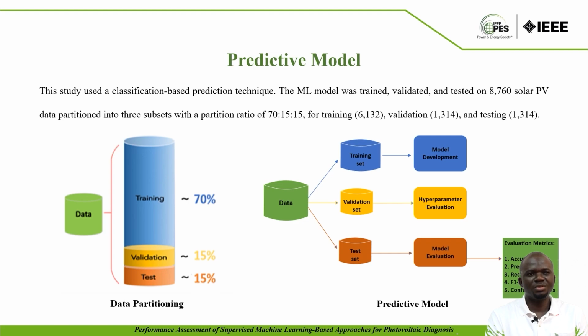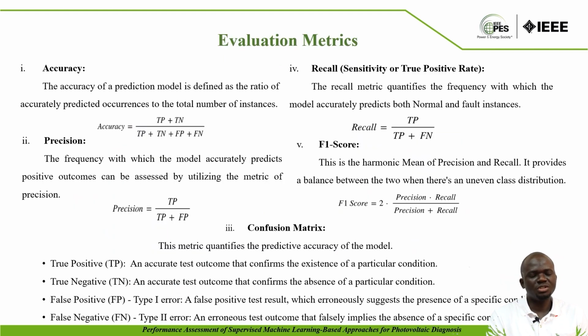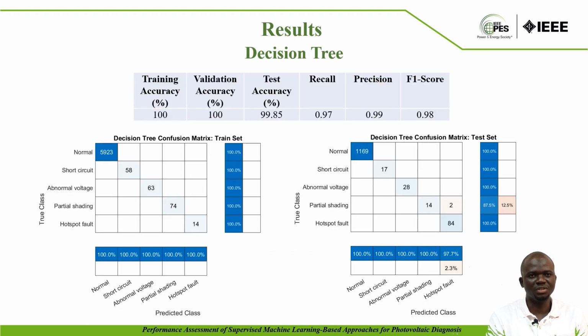So the predictive model that was applied was a classification-based prediction technique, where the ML model was trained, validated, and tested on 8,760 solar PV data that were partitioned into 3 subsets with a partition ratio of 70:15:15 for training, validation, and testing. The evaluation metrics employed were the accuracy, the precision, the recall, F1 score, and the confusion matrix. These were used to evaluate and understand the performances of these machine learning models. So this shows the result for the first supervised machine learning model, which is a decision tree.